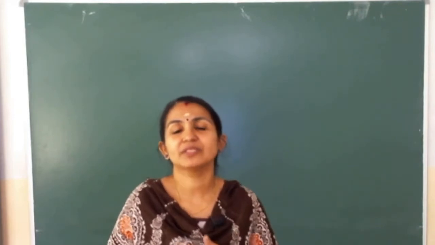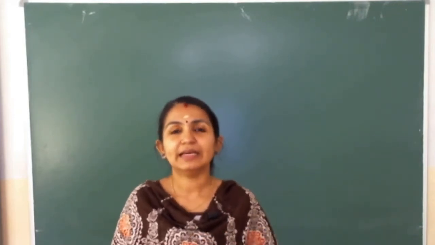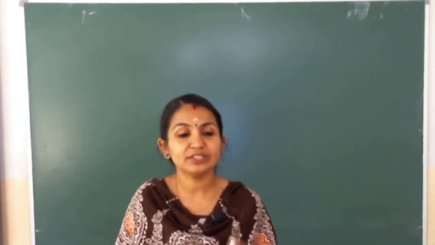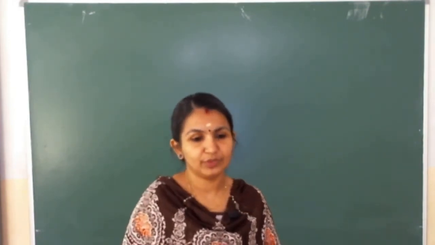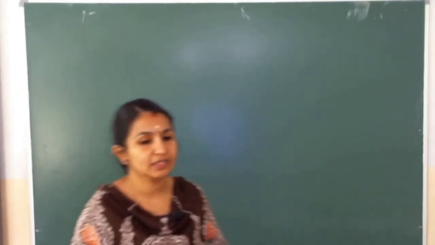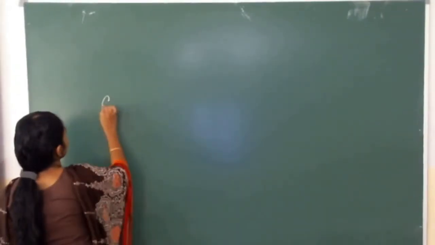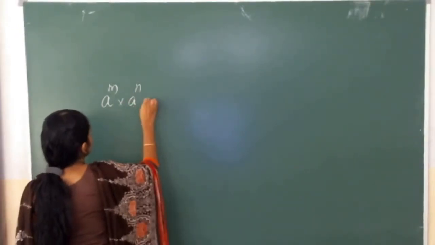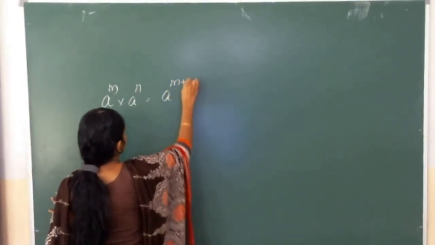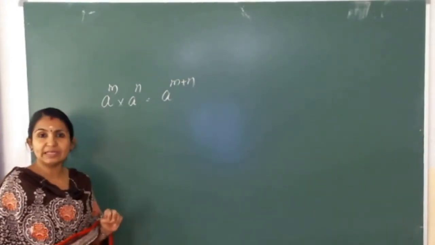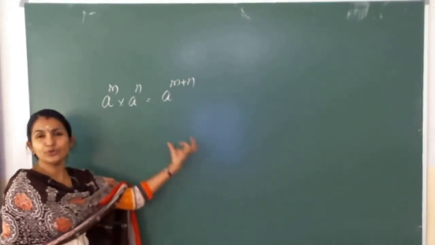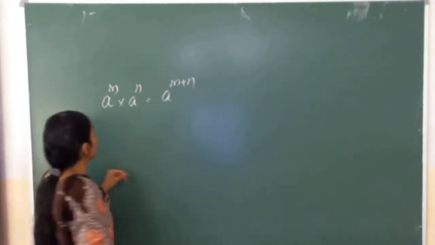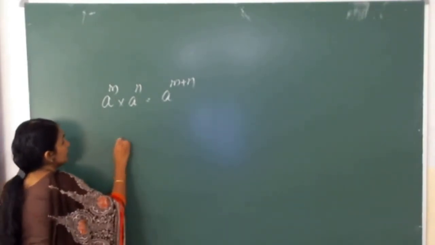So addition and subtraction we completed in those classes, and just started with multiplication. The multiplication law I told you, right? Exponents, the law of product. In the last class I mentioned a raised to m into a raised to n is equal to a raised to m plus n. I showed you 3 or 4 examples. Based on this product law we did 2-3 problems.